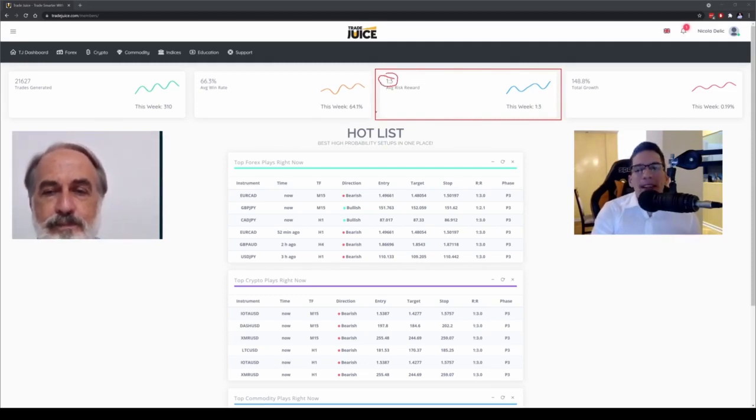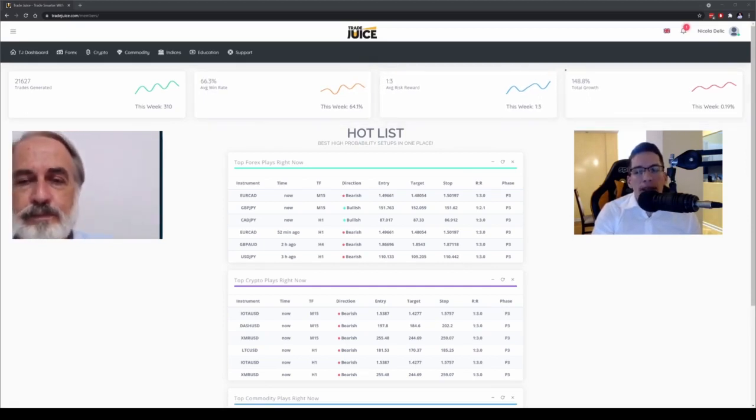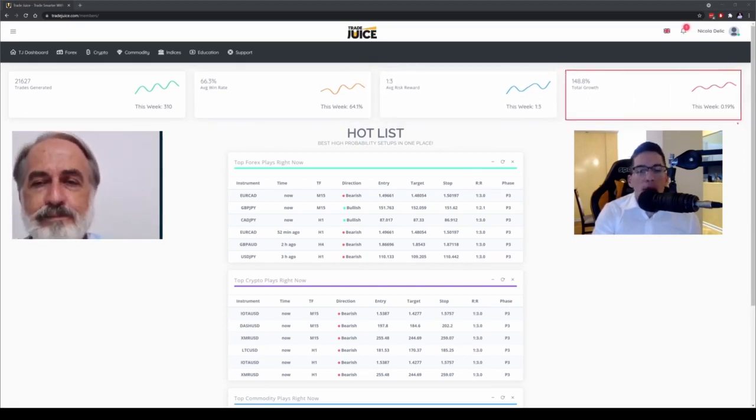We can easily go higher, but we decided that at the end of the day, 1 to 3 is the risk reward that is more than enough, especially with the win rate that we have, to make sure that our clients are in profit. And the final part is the total growth. All the trades that we took, it's over 148% in profit, for over a year period.